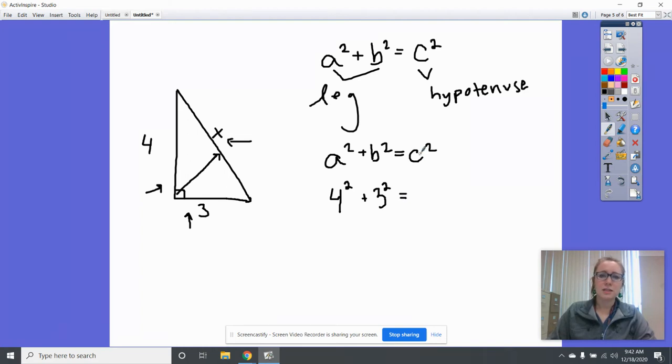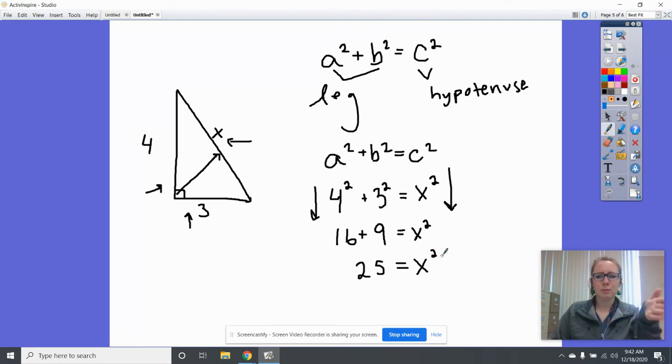Now, I could leave it as c squared, or I could change it to x because that's the letter they use. It doesn't matter what letter, because all that matters is that we're solving it. So now let's solve. 4 squared is 16, plus 3 squared is 9, and that still just equals x squared. As I work, I'm working down the problem. So now my next step, I'm going to add 16 plus 9, which is 25, equals x squared.